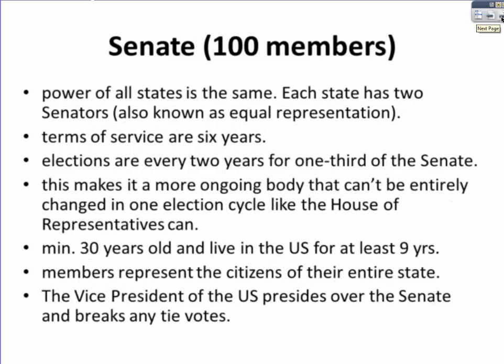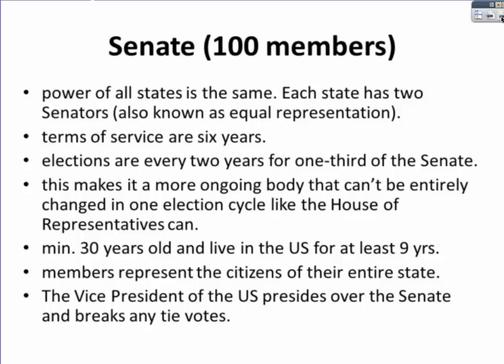The Senate, 100 members. It is equal representation, so there are 2 members for each state. This is called equal representation. Terms of service are 6 years. Elections are every 2 years for 1/3 of the Senate. The other third goes in 2 more years, and the last third 2 years after that.